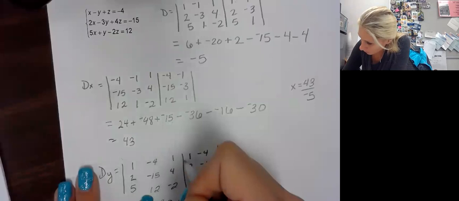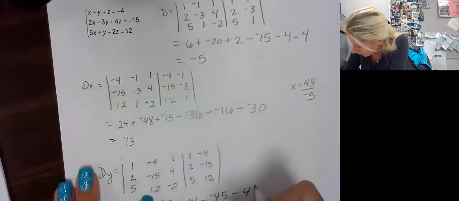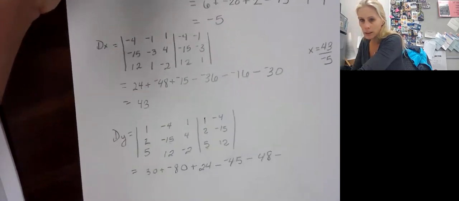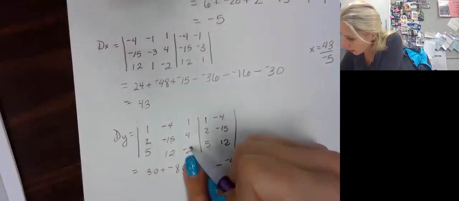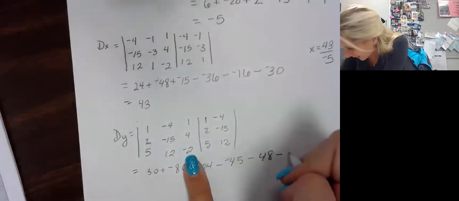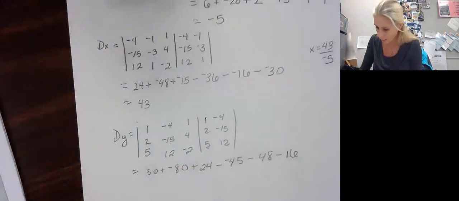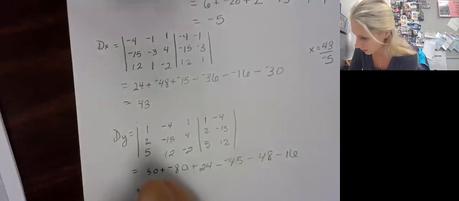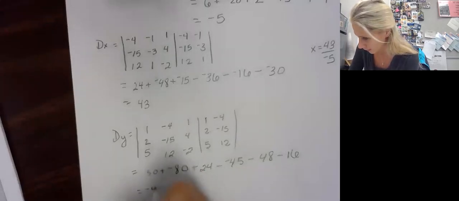Minus, that would be 48. Minus, let's see, 2 times 2 is 4. 4 times 4 is 16. That's positive 16. All right, let's see how that goes. 30 minus 80 plus 24 plus 45 minus 48 minus 60 equals a negative 45.